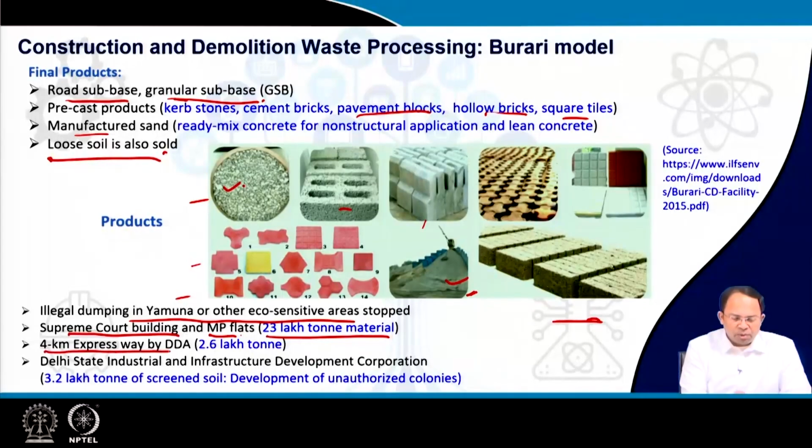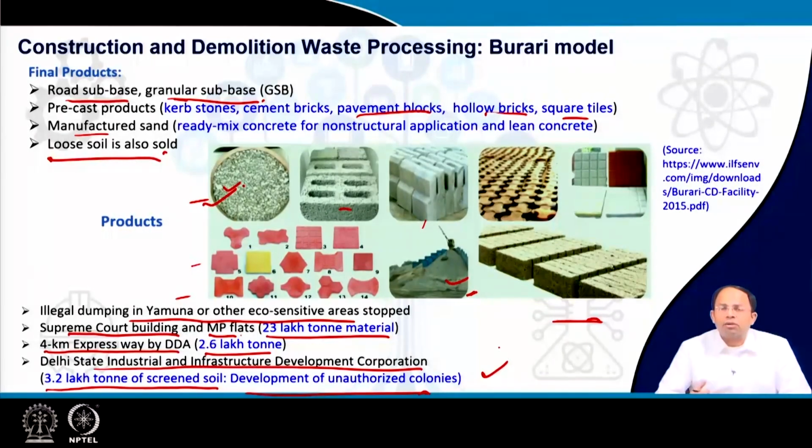4 kilometers of expressway by DDA was also constructed, where 2.6 lakh tons of this material was utilized. Then Delhi State Industrial and Infrastructure Development Corporation utilized 3.2 lakh tons of screened soil for the development of unauthorized colonies. So this is how this project has turned out to be a very good example which could be repeated in other parts of the country.